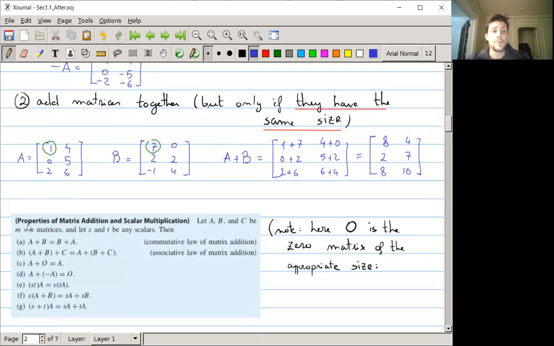We can just quickly go through them and nothing should be surprising. For example, matrix addition is commutative, meaning that the order in which I add two matrices does not matter. A plus B is equal to B plus A. It's associative, meaning that if I'm adding more than two matrices, I can add them in the order I want. I can either add A plus B first and then C, or I can add B plus C first and then A.